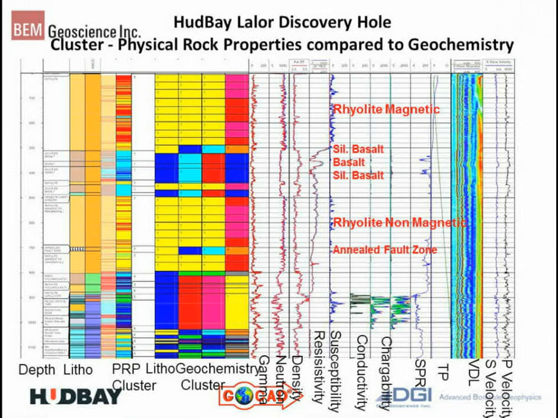The clustering has picked out structures, like I mentioned. This is an annealed fault zone, so it's identified some difference in the rock there based on geochemistry. And then differences in the physical property profiles for disseminated sulfides and massive sulfides. So one may be more conductive than the other. Massive sulfides may be more conductive, and disseminated may be less conductive.